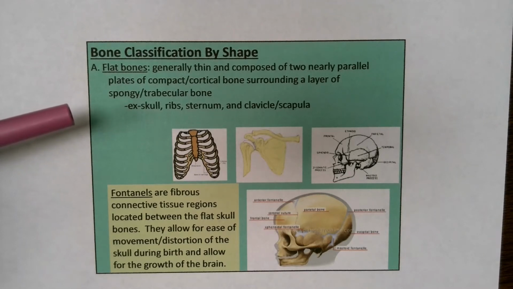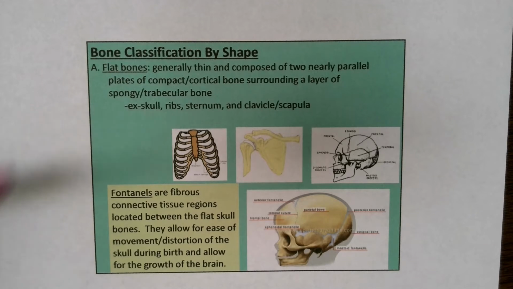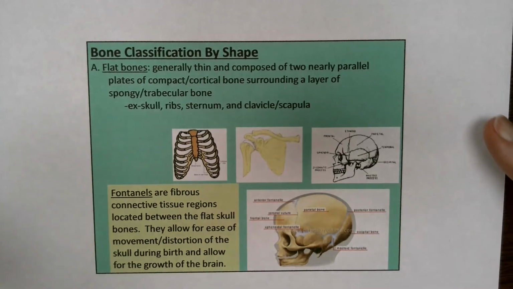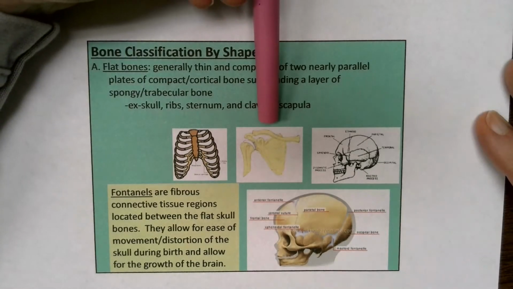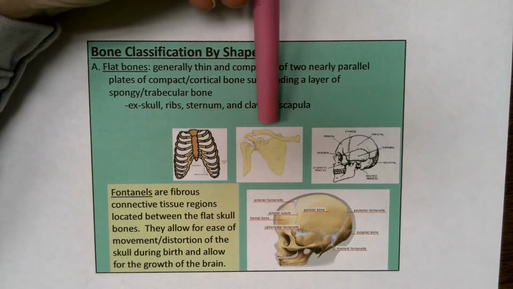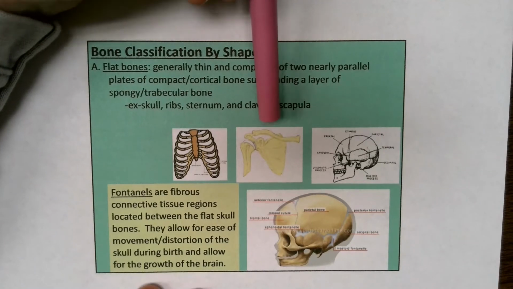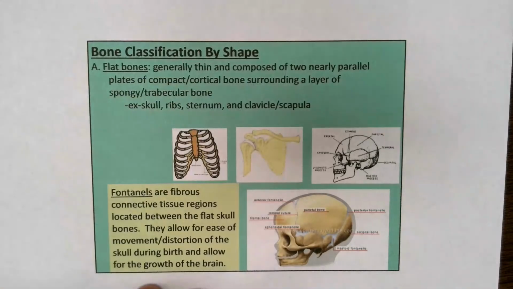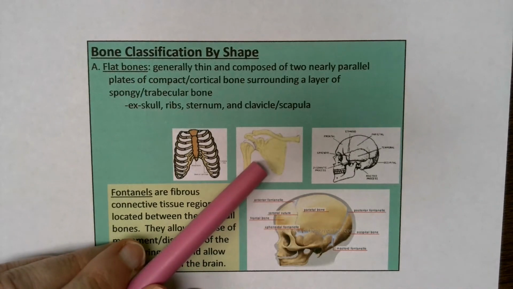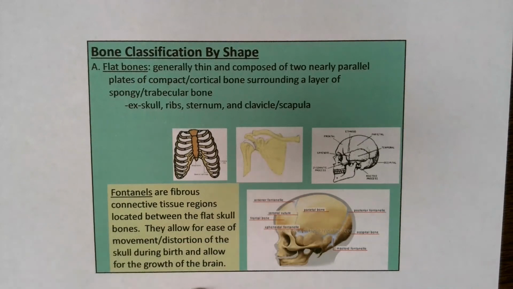I tend to use compact and spongy more because that's what I learned. So examples of flat bones: the ribs, the sternum, the bones of the skull, and then the clavicle and scapula. The clavicle is your collarbone that's on the anterior side of your body, and the scapula is your shoulder blade, this triangular shaped bone that's on the back side of the body.